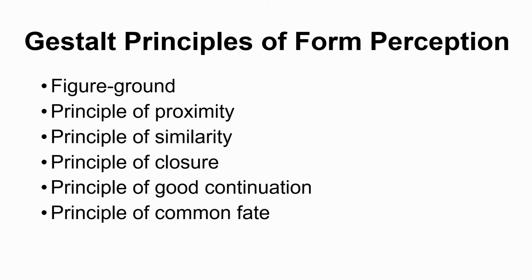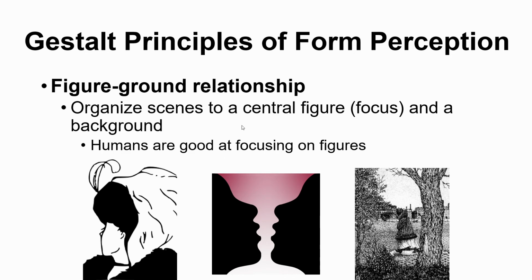And the first of these is a really great way to start and show how we tend to group things and treat things in our environment. And we're going to do this by looking at ambiguous figures, some more optical illusions, because those are interesting. So the first of our principles is the figure-ground relationship.